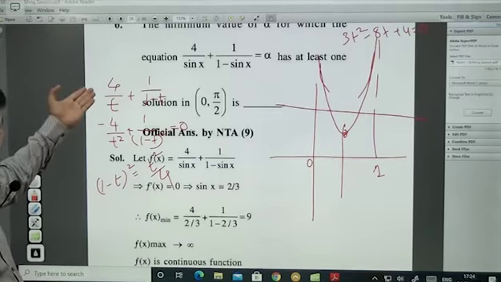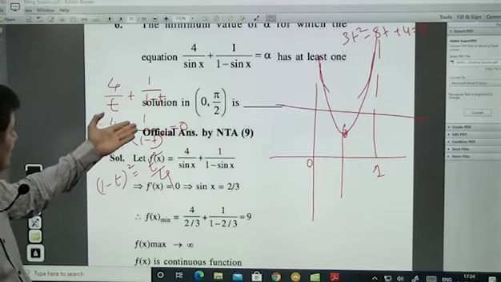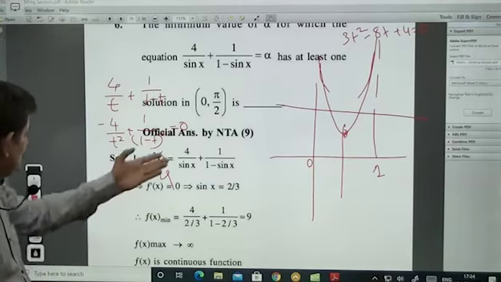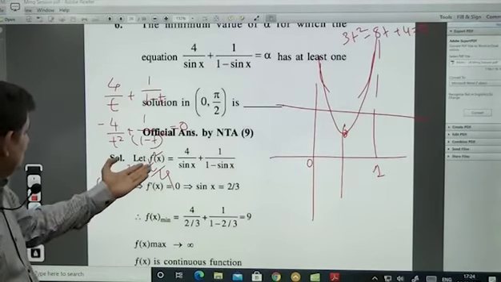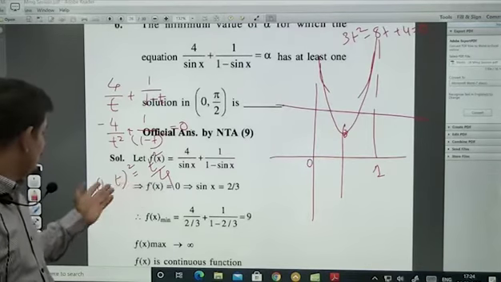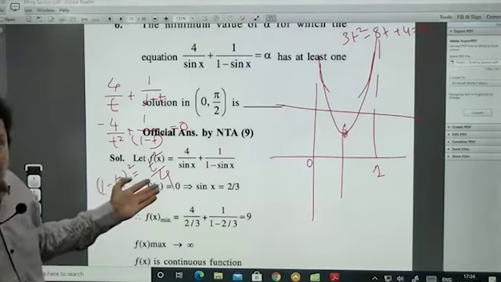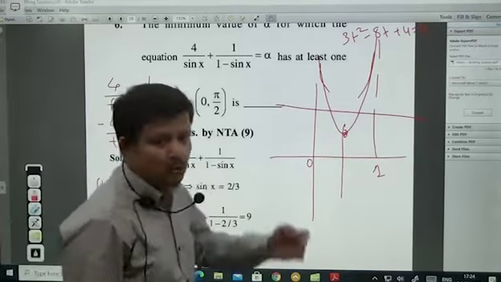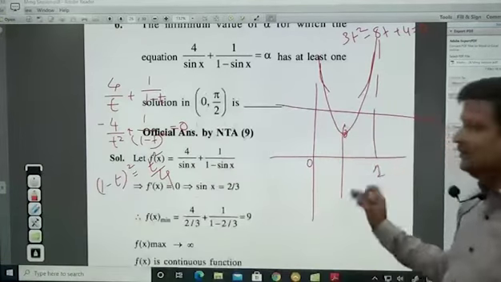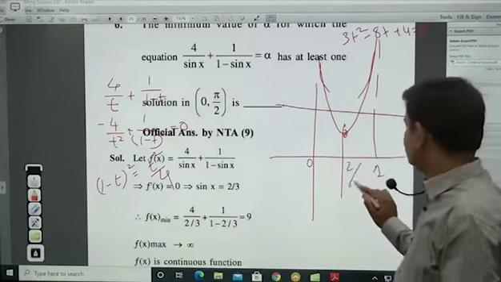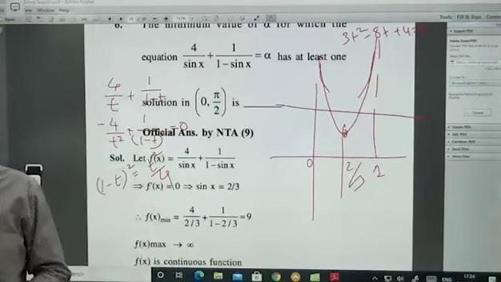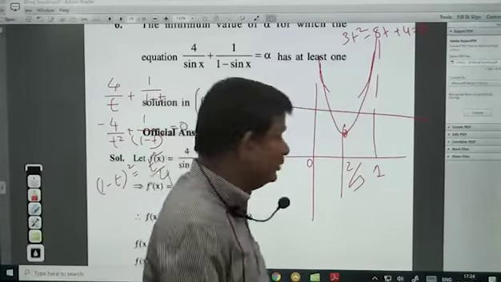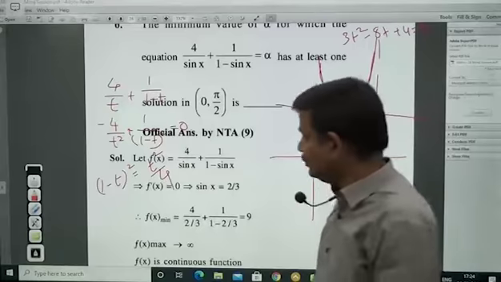Did we do it right? Minus 4 by t square plus 1 by 1 minus t square is equal to 0. 1 minus t square is equal to t square by 4, giving 3t square minus 8t plus 4. Roots are 2 and 2 by 3. But our focus is only between 0 to 1, so what is the other root? 2 by 3. At t equal to 2 by 3, you will get a minima. So, find that minimum value. Alpha should be greater than or equal to that minimum value.